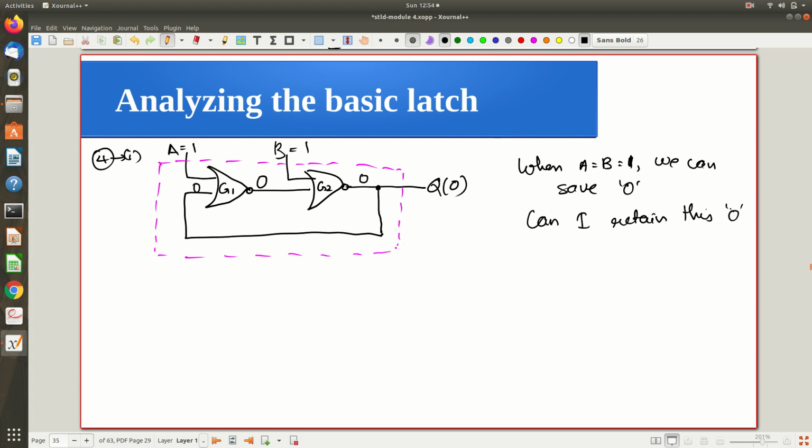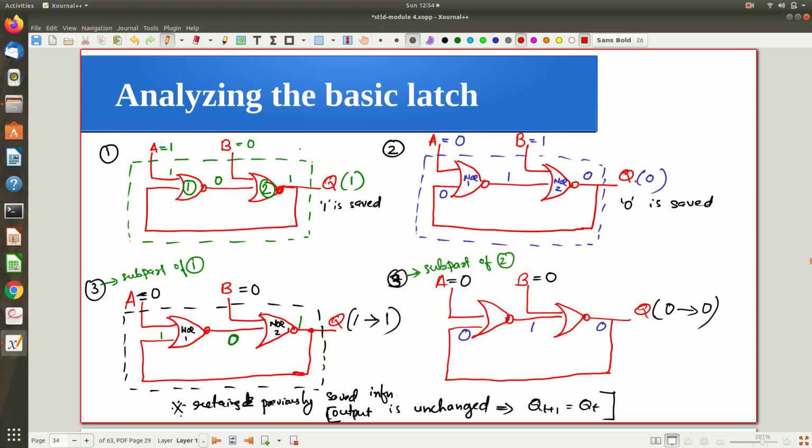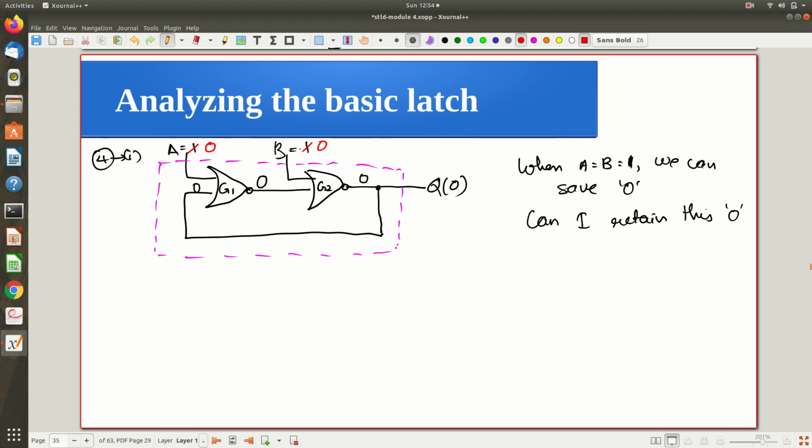Similarly, when I applied A equal to 1 and B equal to 1, it is storing that 0. When I take the inputs back, this 1 is gone, right? I'm taking the input back, so this also is gone. This is like our third case, where both inputs are 0. I have taken both inputs away from the circuit. There is no input to the circuit actually, right? So both inputs are 0. Now what will happen?